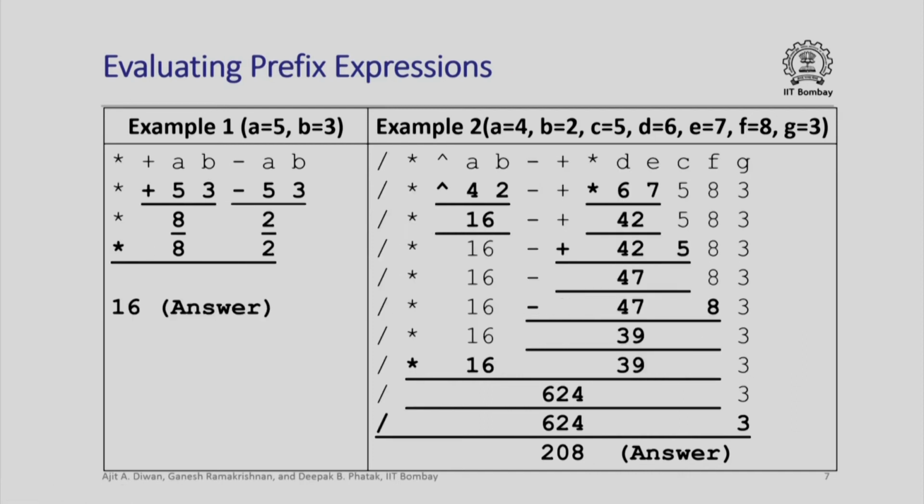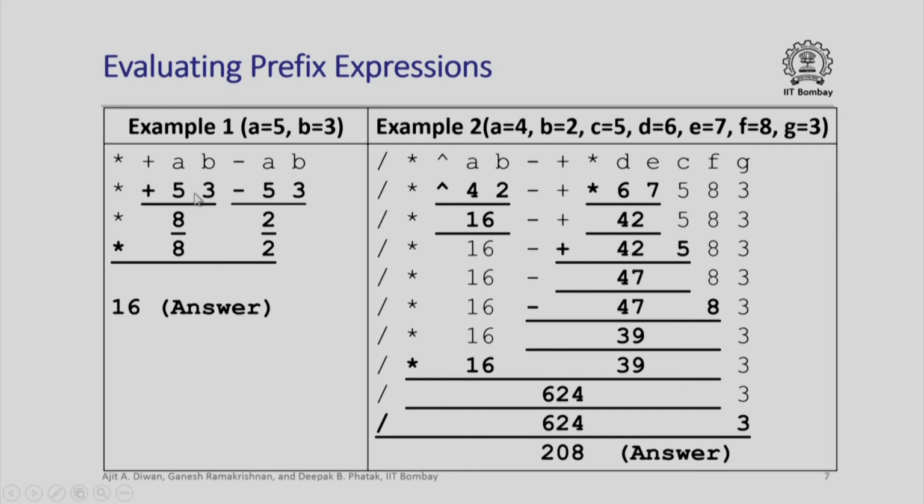We will quickly look at how prefix expressions are evaluated, just like we saw the postfix expression evaluation. We will just look at one example, the first example, where we assume A is 5 and B is 3. So our expression was star plus AB minus AB. Look at what will happen when the values are substituted. I get star plus 5 3 minus 5 3.